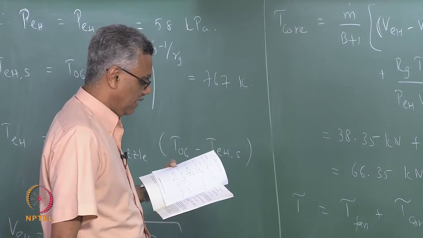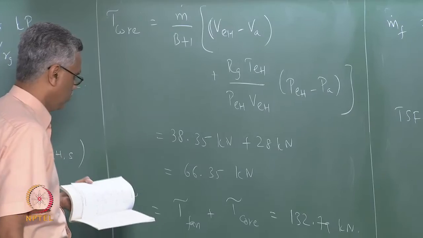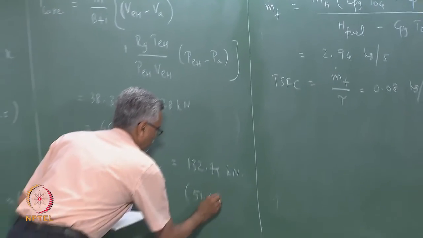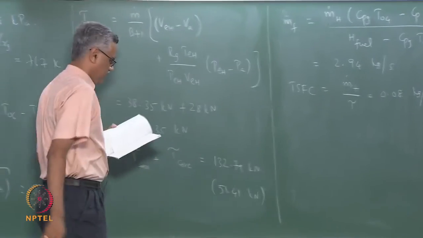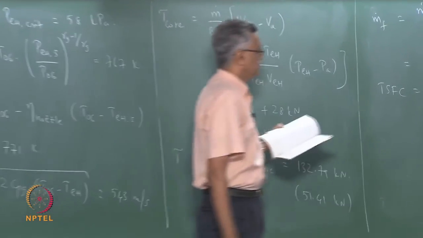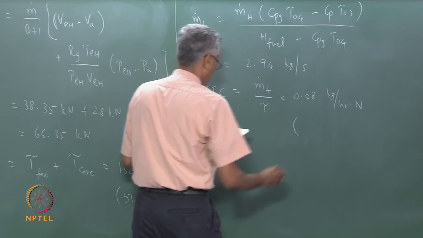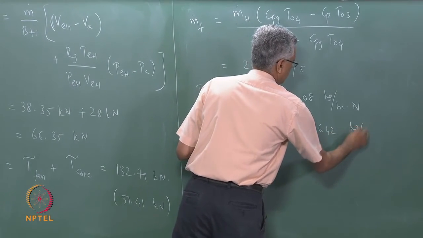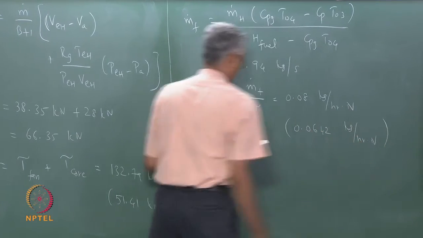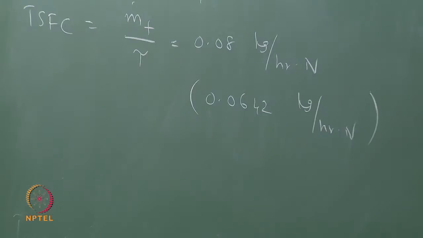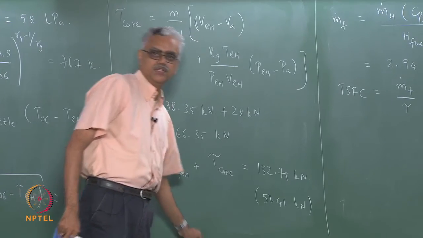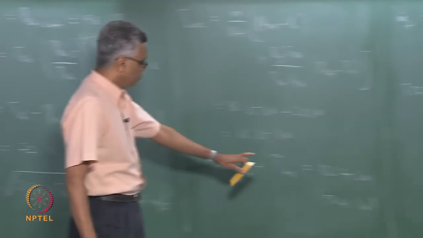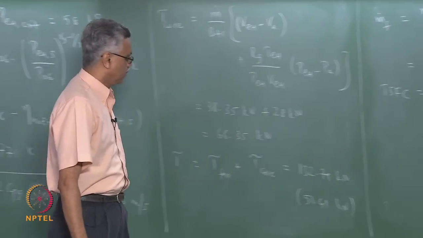Now the quoted value by the manufacturer for cruise thrust at this altitude is about 51.41 kilonewtons. And the TSFC that the manufacturer quotes is about 0.0642 kg per hour Newton. So it appears that this is not light at the end of the tunnel, but the headlight of an oncoming train. So we need to do something to make this compare better.